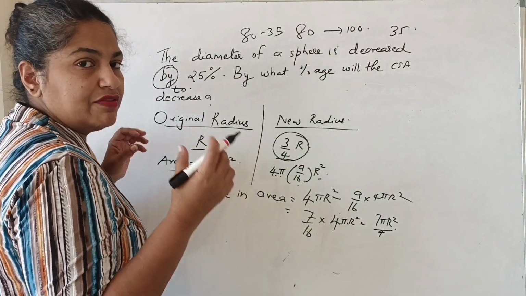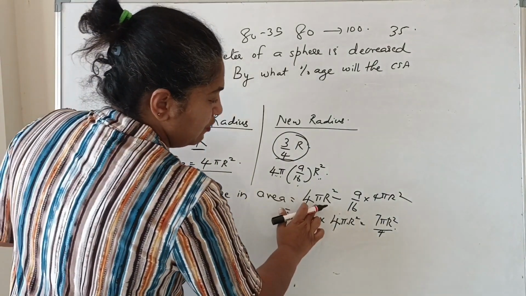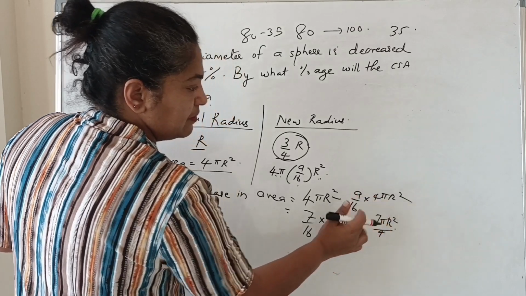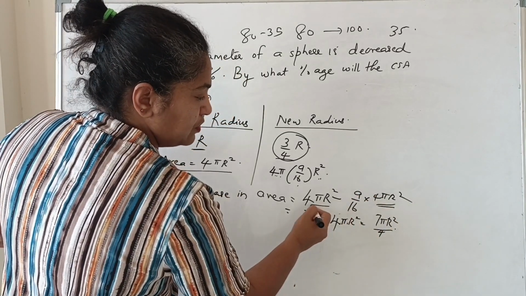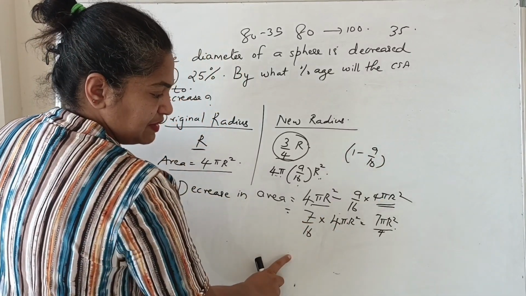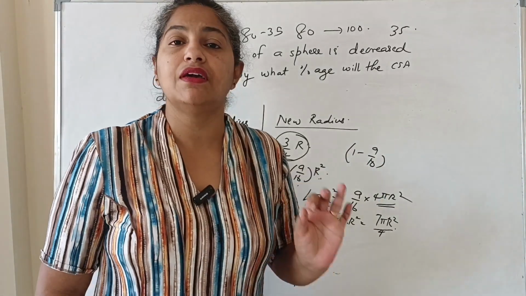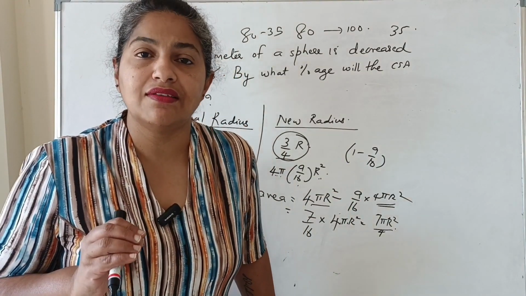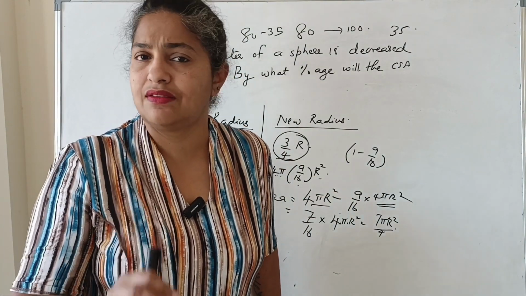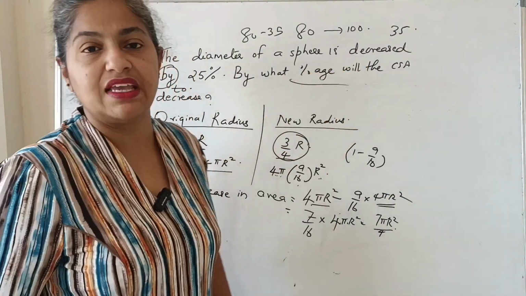I need to find the decrease, which is the old area minus the new area. So decrease in the area, 4 pi R square minus this. 4 pi R square was common. I took it out. So I will get in the bracket 1 minus 9 by 16, which is 7 by 16. I cancelled out the common factors in order to get 7 pi R square by 4. This is the decrease in the area. Have they asked for the decrease in the area? No, they have asked for the percentage decrease in the area.